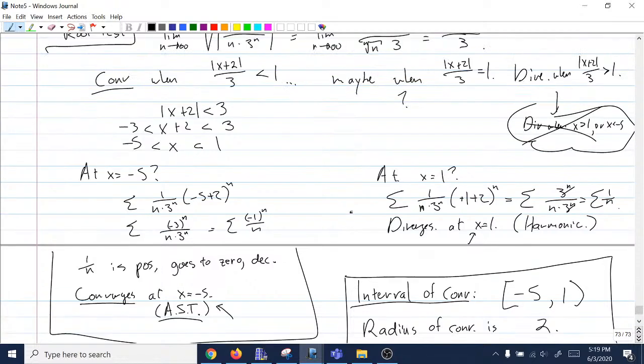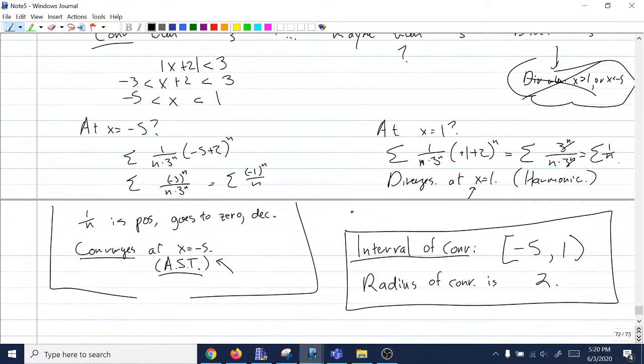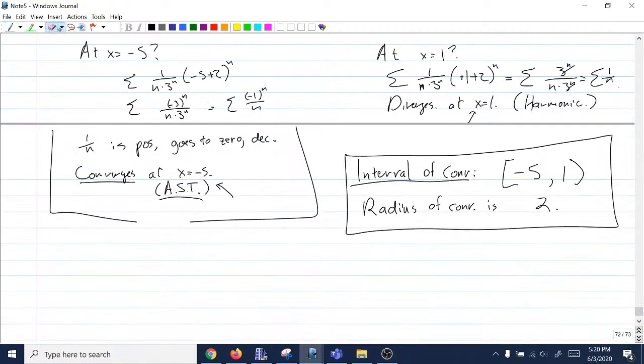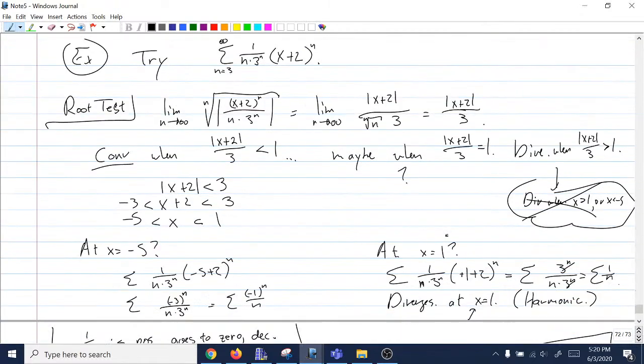Cool. Oh wait, no, that's not a radius of 2. Damn it. We were centered at negative 2. The gap between here is the radius is 3. Radius of convergence is 3. My bad.